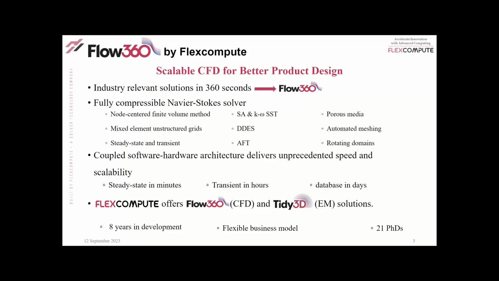We have a fully compressible Navier-Stokes solver. It's a node-centered, edge-based finite volume method code. We support mixed element unstructured meshes. We can perform steady-state and transient simulations using SA or k-omega SST turbulence models. We do hybrid RANS/LES. We have actuator disk models. We have cross-media automated meshing and rotating domains, and even more are coming. Our unprecedented speed comes from the combination of hardware and software architecture. Flexcompute offers two products, Flow360, our CFD code, and Tidy3D, our electromagnetic solver.